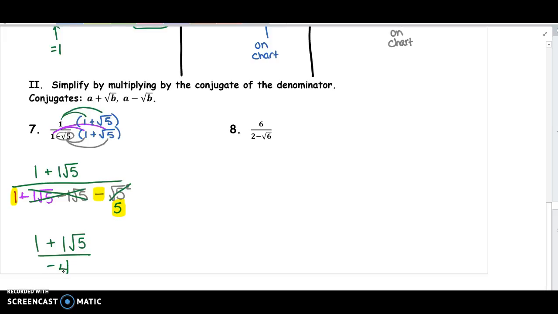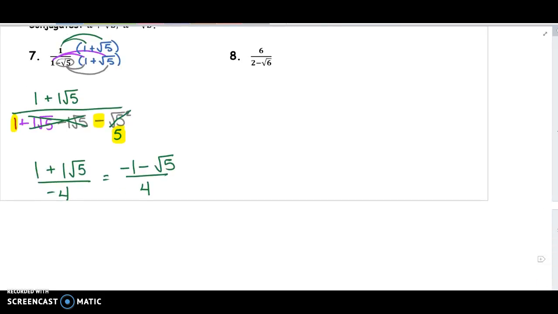Okay, but a little bit of bad news. We can't leave a negative on the bottom either. That's just not good. But we can multiply everything by negative 1. So this would become negative 1 minus 1 times the square root of 5. You don't need the 1 in front of the square root, but you can certainly write it over positive 4. So just flip those negatives around.